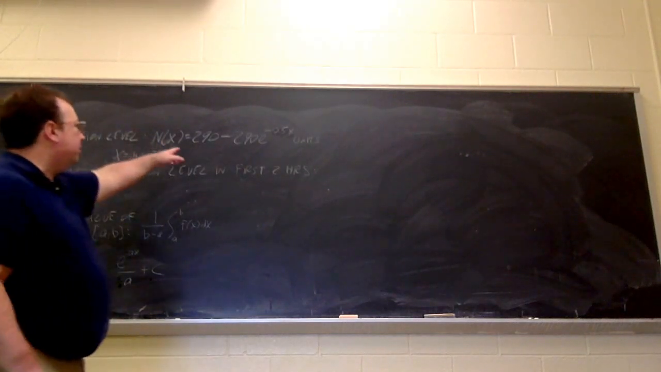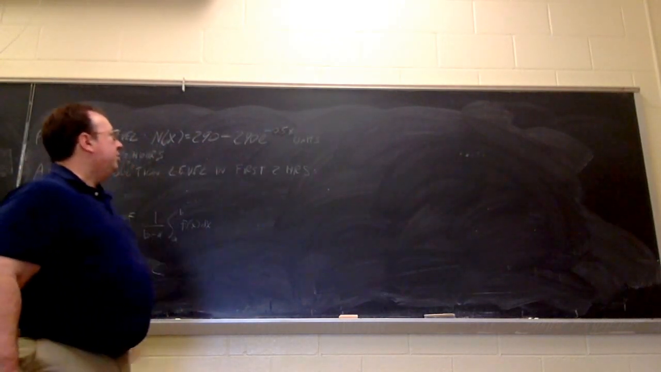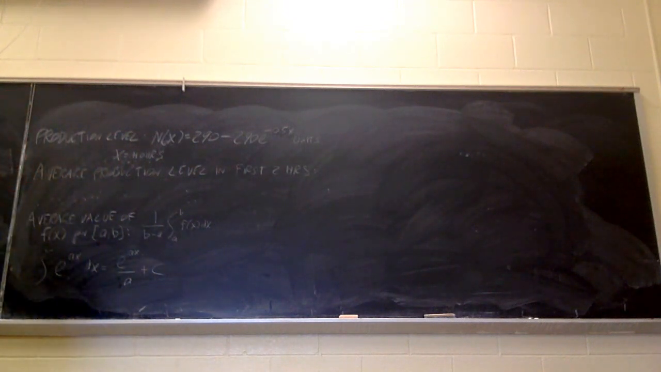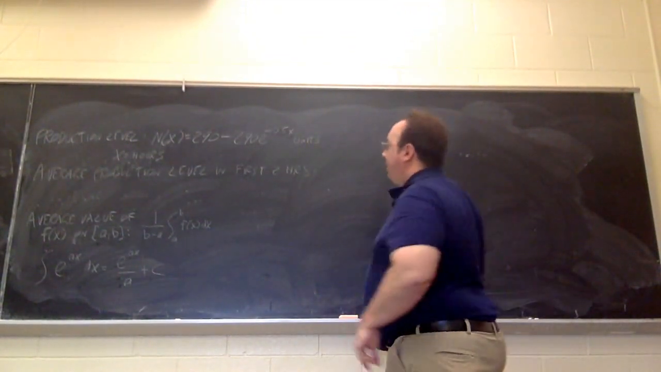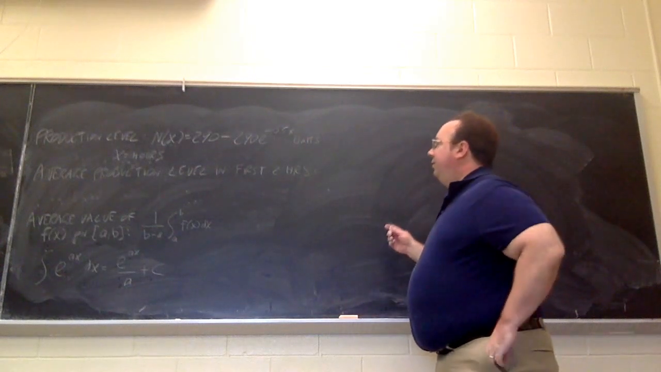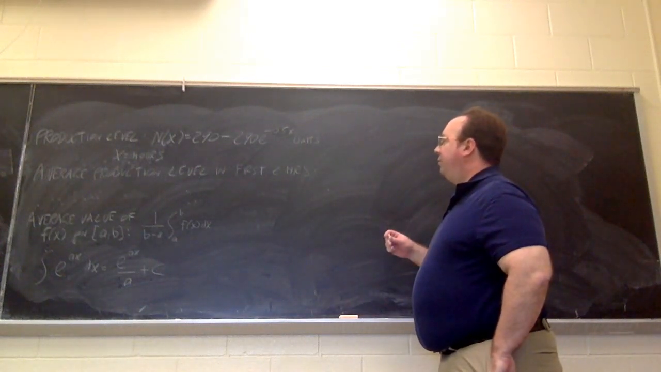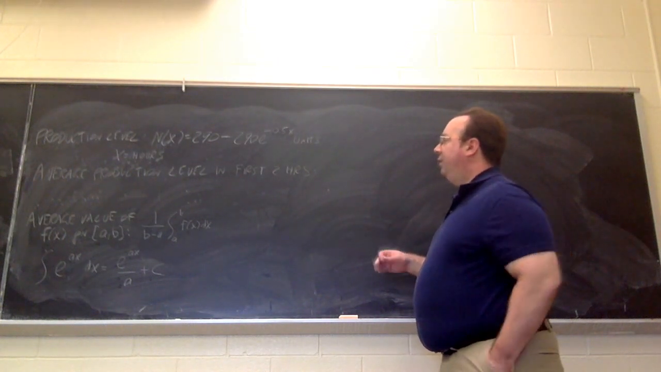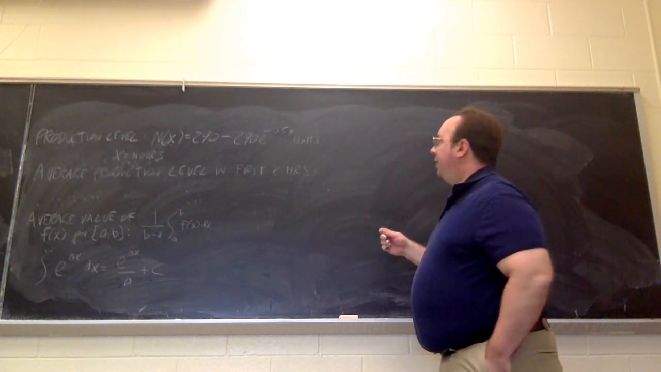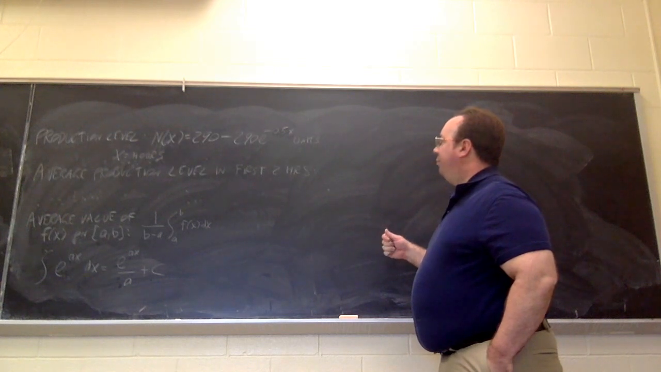N of x is 290 minus 290 times e to the minus 0.5x. So that coefficient of x is minus 0.5 there. Now the function refers to production level of a certain item, where x is the number of hours that have elapsed since production began, and n of x refers to how many units have been produced.